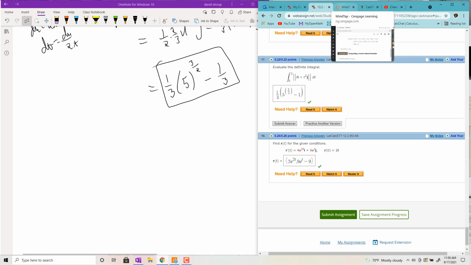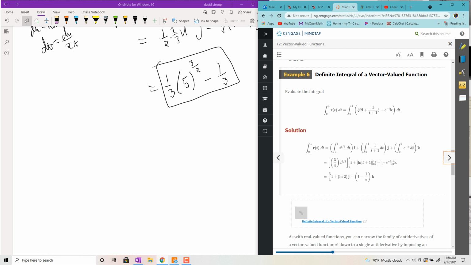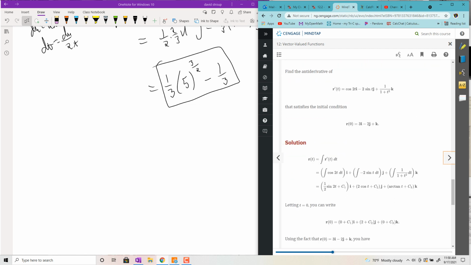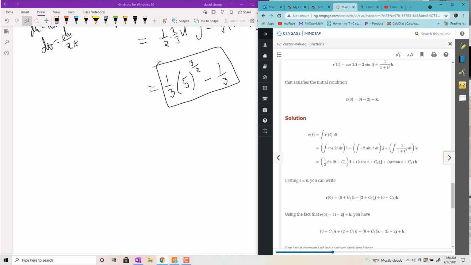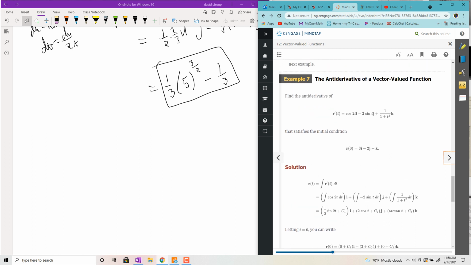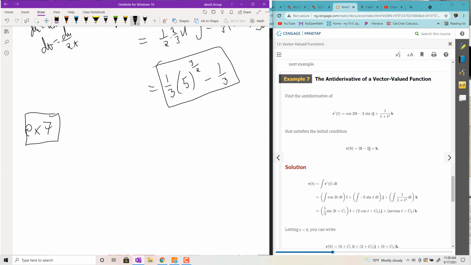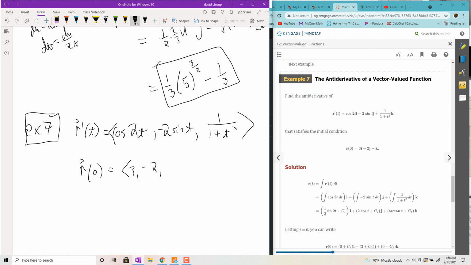They do some antiderivative problems with initial conditions. So this was a definite integral. This is antiderivative with initial conditions. Okay, so let's look at example 7 in the book, and then we'll call it a day. So find the antiderivative: r prime of t equals cosine 2t, negative 2 sine t, and then 1 all over 1 plus t squared. The initial condition is 3, negative 2, 1. Okie dokie. So basically you just have to integrate each term.